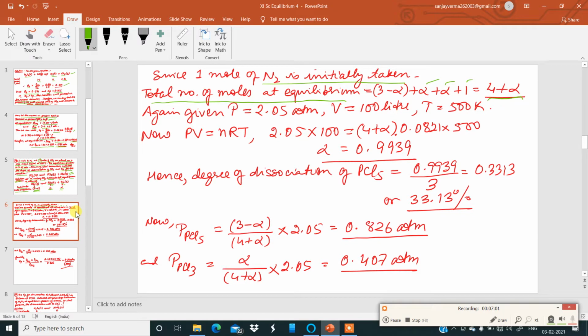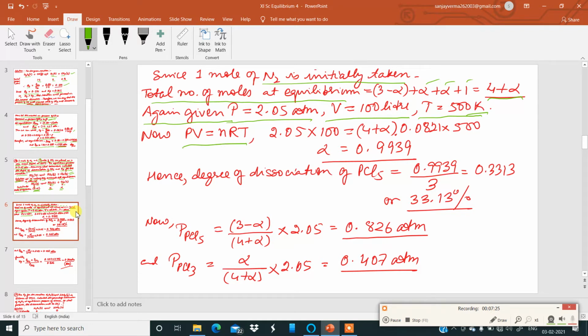Okay, again what is given? The pressure at equilibrium, when equilibrium is attained, is 2.05. The volume of the container is 100 liter and the temperature is 227 °C. Adding 273, it becomes 500 Kelvin. Now assuming ideal gas behavior, PV is equal to nRT you have to apply.